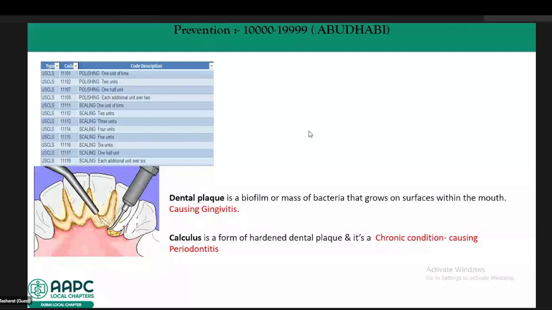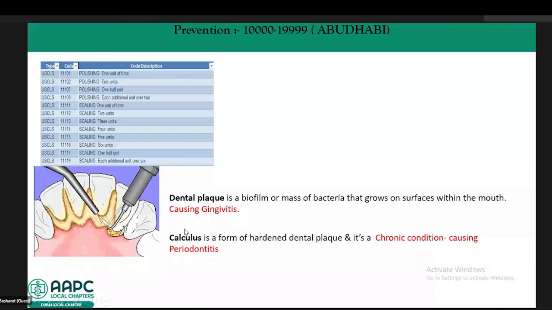Okay, so this slide is about the prophylaxis codes. When a patient is having any plaque or gingivitis, these are codes used in Abu Dhabi, for example scaling, polishing, microabrasion, and this one. So when a patient is having any plaque or gingivitis or any periodontal disease, the doctor will do the prophylaxis, and these are the codes.